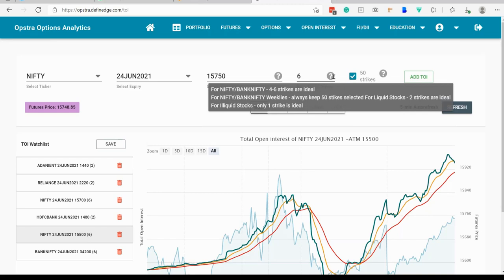And for the illiquid stocks, like when you go to mid cap kind of stocks, then don't choose more than 1 strike, okay, because you will not find liquidity beyond that. And for even more illiquid stocks, you don't even attempt to create a total open interest, because the readings will not be reliable and the updates will not be very frequent. So keep that in mind.